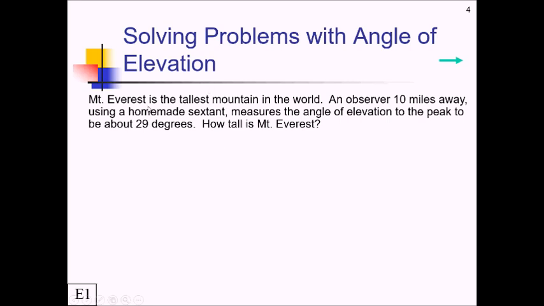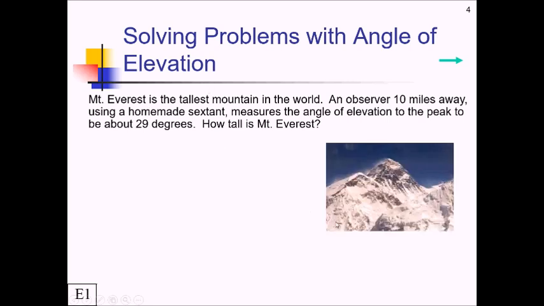Let's talk about Mount Everest, which, as you may know, is the tallest mountain in the world. Have you ever wondered how tall? And how would you even measure such a thing? Well, good old trigonometry to the rescue, right? Let's say we have an observer 10 miles away, so this little green dot is the observer, and we're 10 miles from, let's say, I guess the center of Mount Everest, whatever that means.